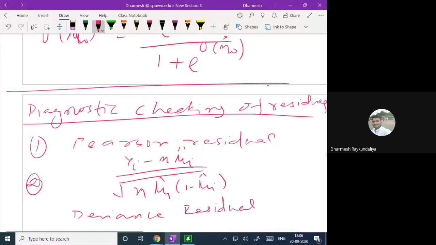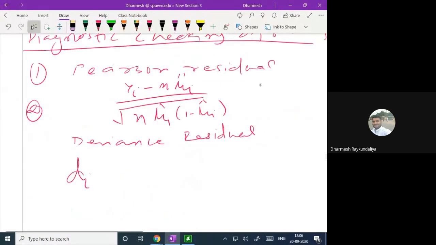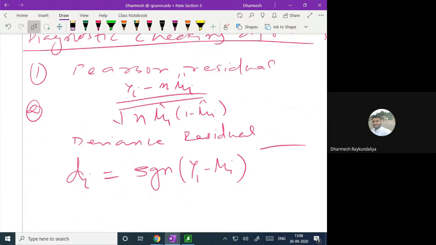What is the deviance residual? Deviance residual is denoted by r_Di. It is the sign function of (y_i minus mu_i) multiplied by the square root of d_i. Sorry, it is not the d_i, it is r_Di that is this.